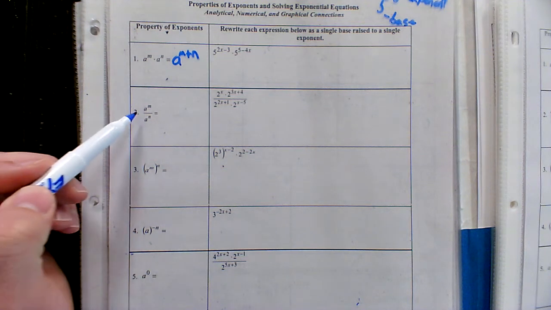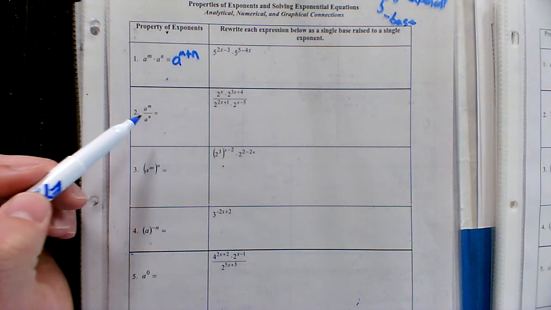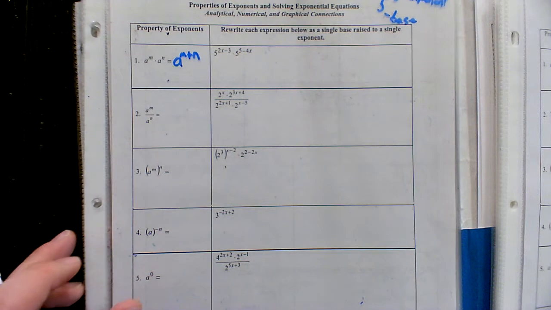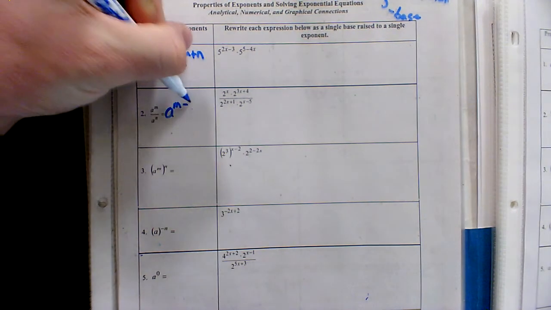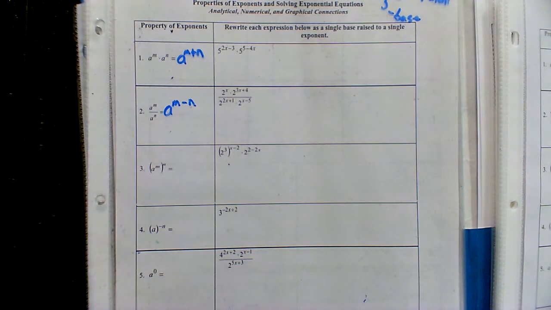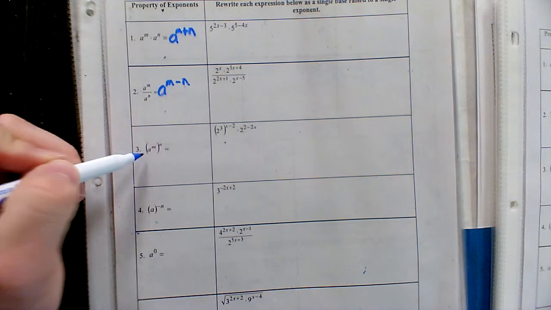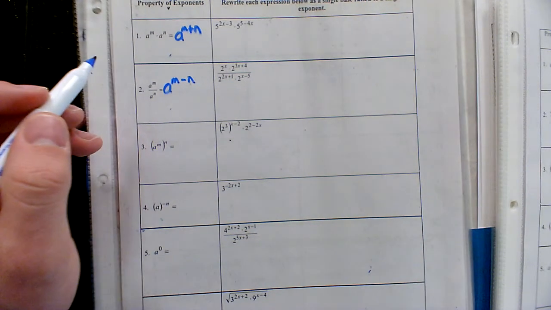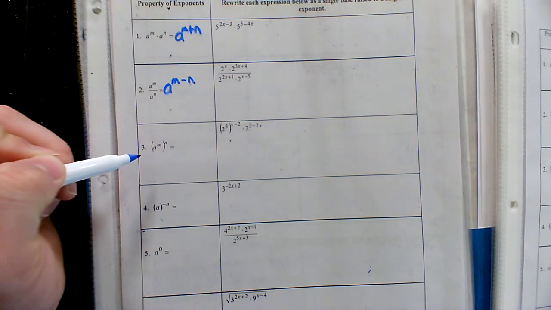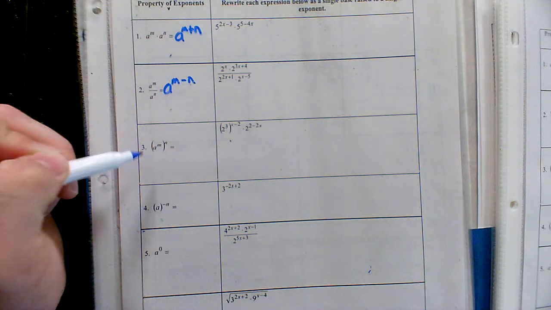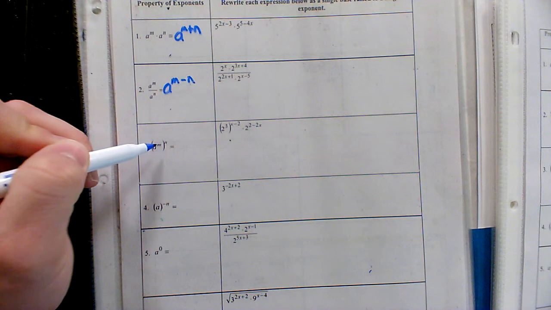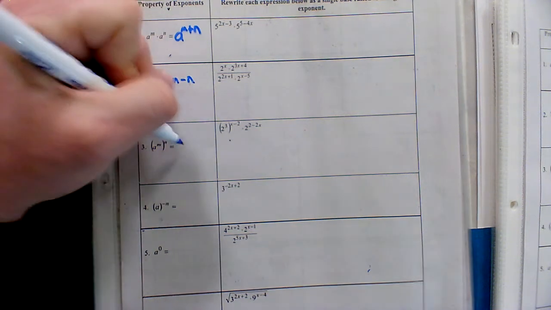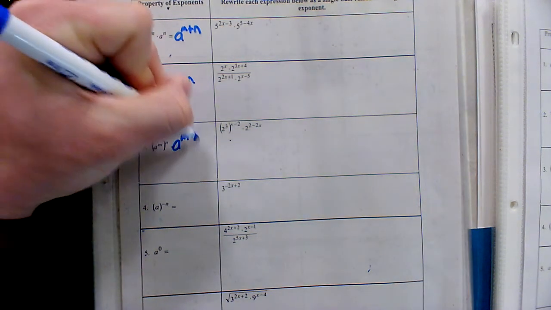On the second one, if you are dividing with like bases, what do you do with the exponents? Right, subtract them, so a to the m minus n. Alright, the third one, if you have a power raised to a power, a to the m to the n, what do I do with the m and the n? Right, multiply. A to the m times n.